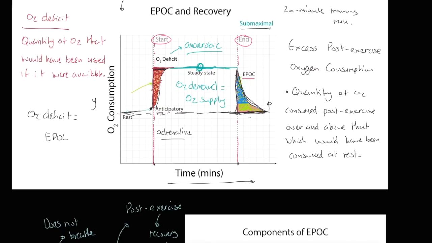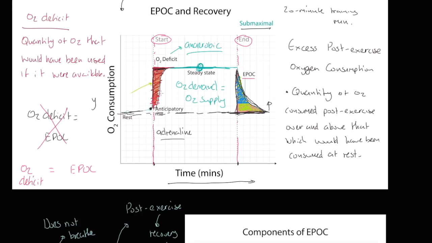But what else do you notice about the size of these areas? Can you see that the EPOC one is probably 15, 20% larger? And that is because this relationship is not true: O2 deficit equals EPOC. EPOC has some other stuff on its side. So we can consider the O2 deficit to be equal to EPOC, plus some extra.